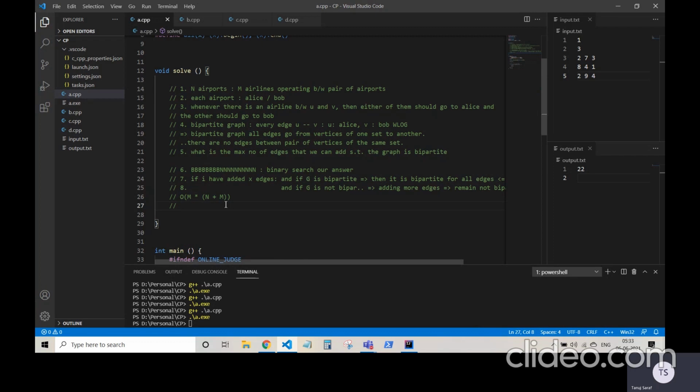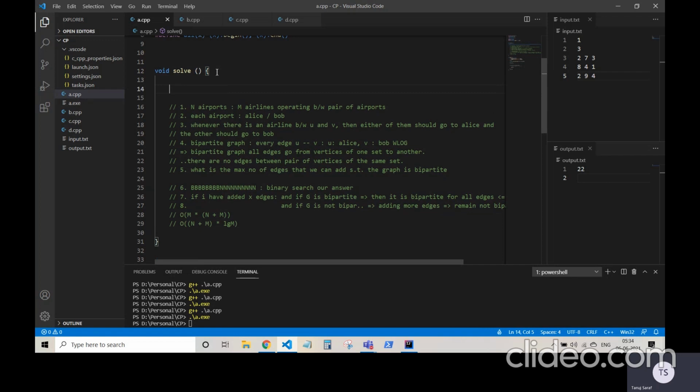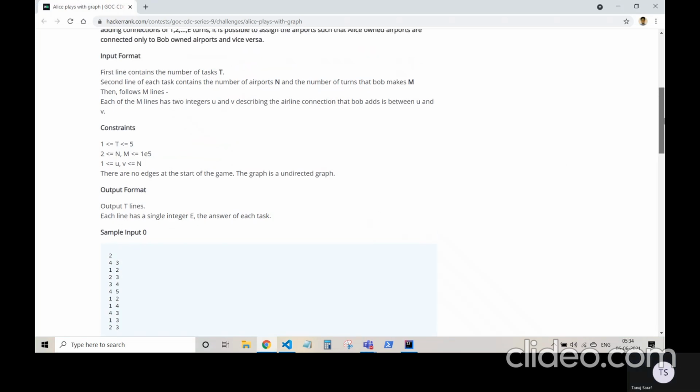So if I have added x edges till now, I can check in order n plus m time if the graph is bipartite or not. And since I'm doing a binary search, this would lead us to a solution which is n plus m into log base 2 of m, right? So I hope the solution is clear, because once it clicks that we can use binary search over here, the problem is really very easy. So let's quickly code the solution.